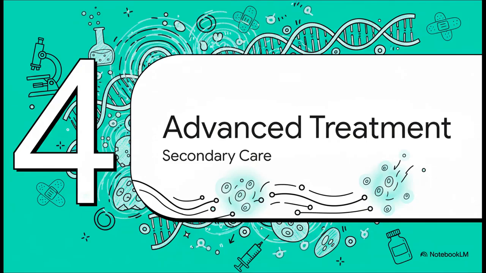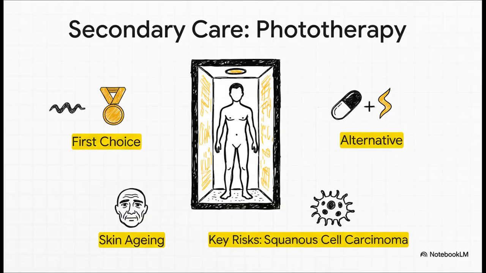But what happens when those first-line therapies just aren't cutting it? Well, that takes us to Section 4, Advanced and Specialized Treatment. These are the interventions that are managed in secondary care. Phototherapy is a real cornerstone here. The first choice is narrowband UVB, usually given 3 times a week. The alternative is something called PUVA, which combines a photosensitizing agent with UVA light.